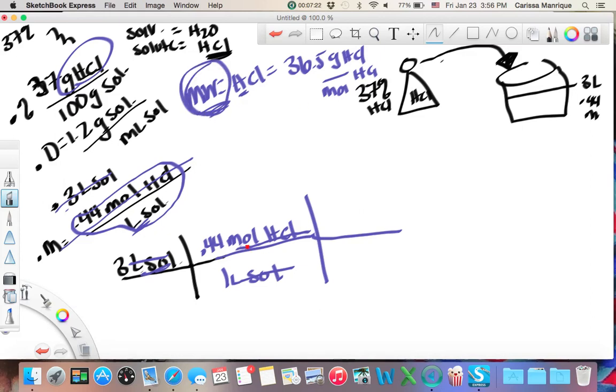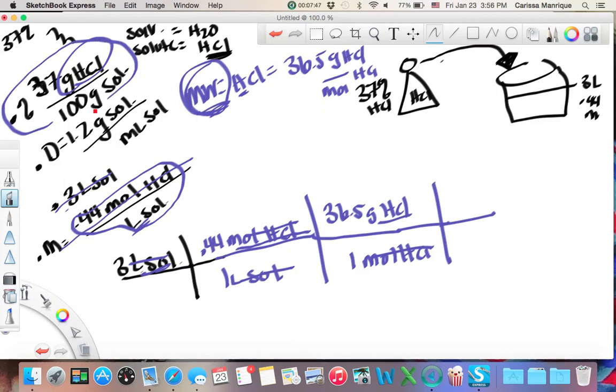Okay, so I want to get rid of moles of hydrochloric acid. I know that for every 1 mole of hydrochloric acid, I have 36.5 grams of hydrochloric acid. Now I have moles of hydrochloric acid gone. Now I need to get rid of grams of hydrochloric acid, and I can use this right here. I know there are 37 grams of hydrochloric acid per 100 grams of solution. Okay, so now we're back to solution, so that's good.